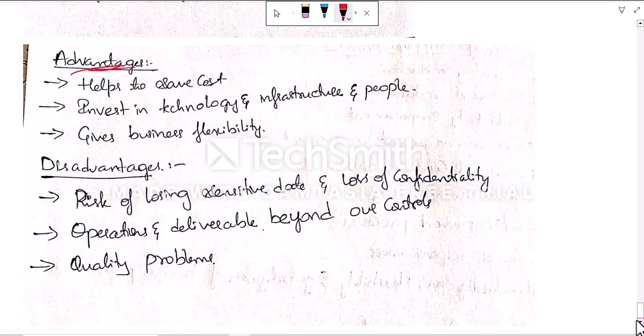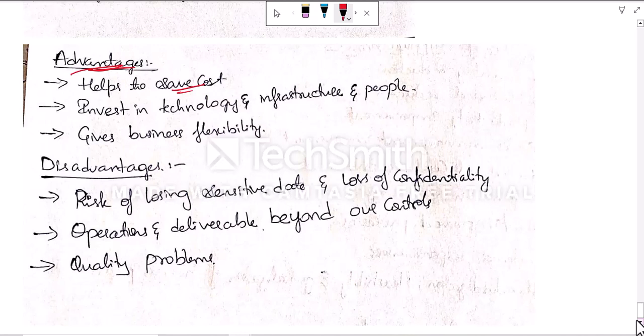Next, what are the advantages? It helps to reduce the cost. We proceed to outsource only if it is a budget saving thing. See, if we produce, it will cost 10 rupees, and if in the market it is available at only 8 rupees, then only we will proceed for outsourcing. So it helps to reduce the cost.